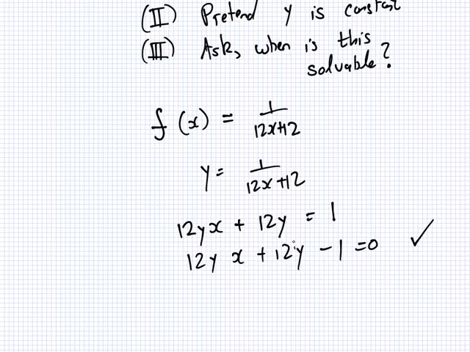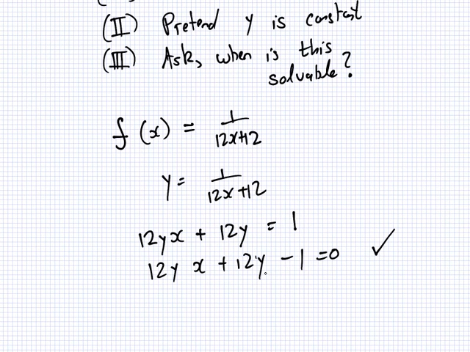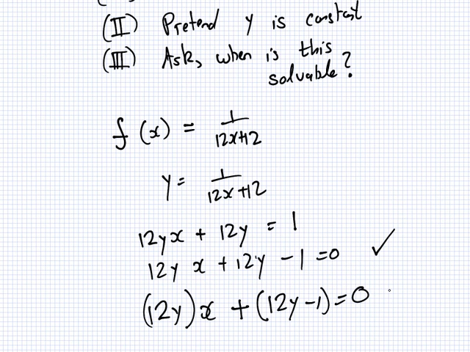Now what's the second step? Yeah, so if y is a constant, then this is like 12y is a constant times x plus, and then at the back what do I have? I have a constant which is 12y minus 1 equals 0. Okay, step 2 is done. So far so good. Step 3, ask when is this solvable?